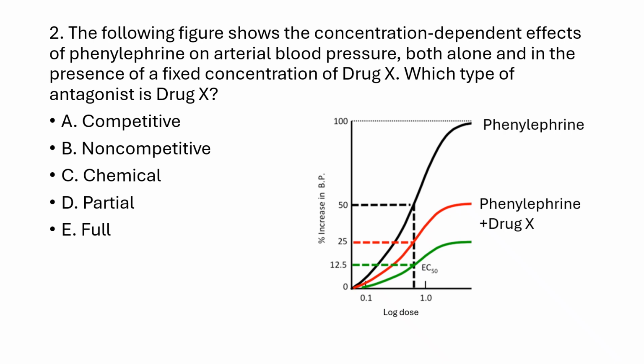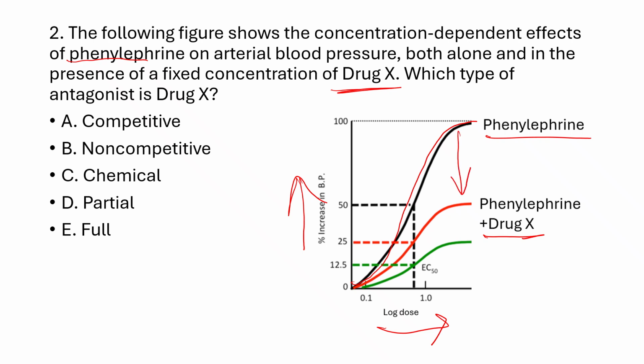So the incorrect options include chemical antagonism. Okay, so this is the next question. In the following figure, the concentration dependent curves of phenylephrine. You have phenylephrine, a full agonist, giving a full response, and on the y-axis is the response. This is the log dose. The curves are shown both alone and in the presence of a fixed concentration of drug X. So this is drug X. What are we going to see here?